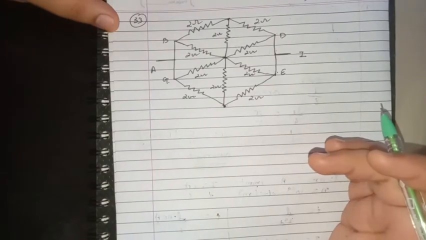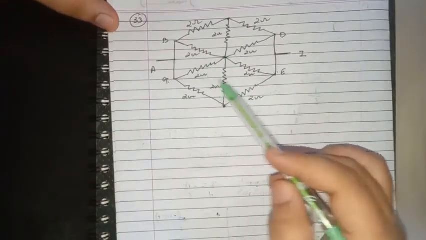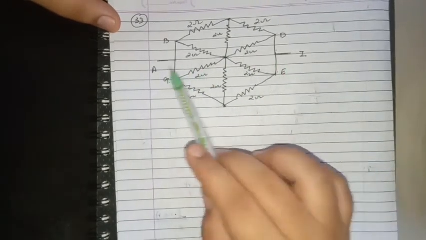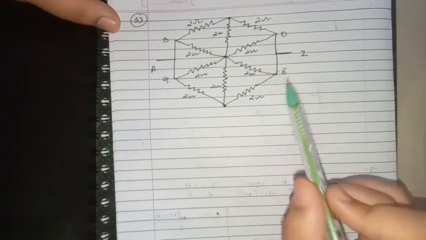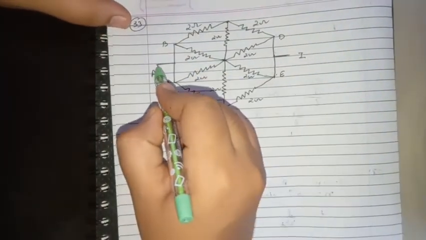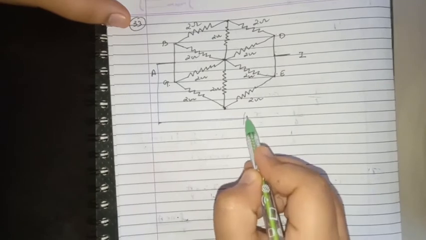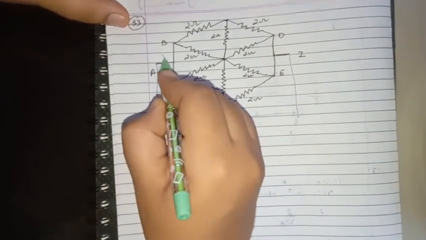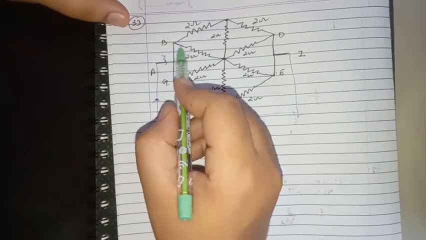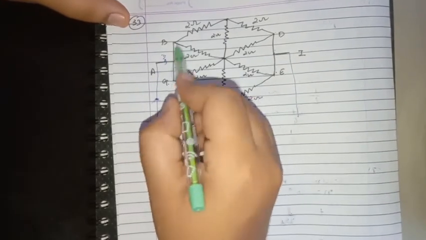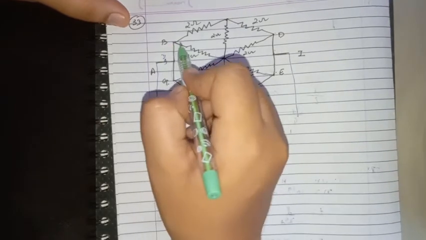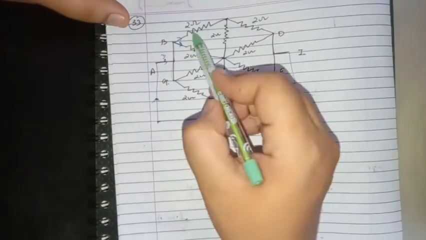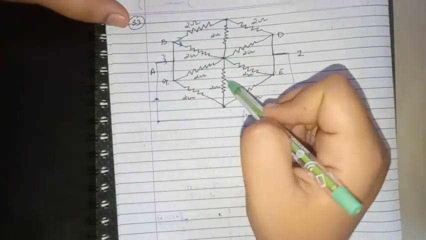In question number 33, the combination of resistors, each of having resistance 2 ohm is given. We want to find the equivalent resistance between A and I. Here, if we connect a cell or battery between A and I, the current will flow from this point. Now, at this point, it will divide into two parts. At this point B, it will again divide into two parts. But the current will be same as the resistance of each resistor is same.